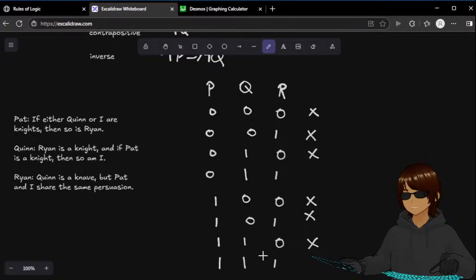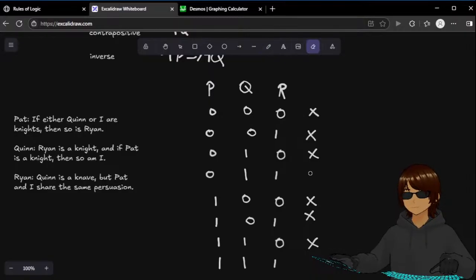So one of these two. If Pat is a knight, and so am I. Ryan is a knight. Pat and I share the same persuasion. So Pat is a knight. If either queen or I are knights, then so is Ryan. Pat is a knight. If Pat is a knight, then so am I. But this statement is false. So queen is a liar.